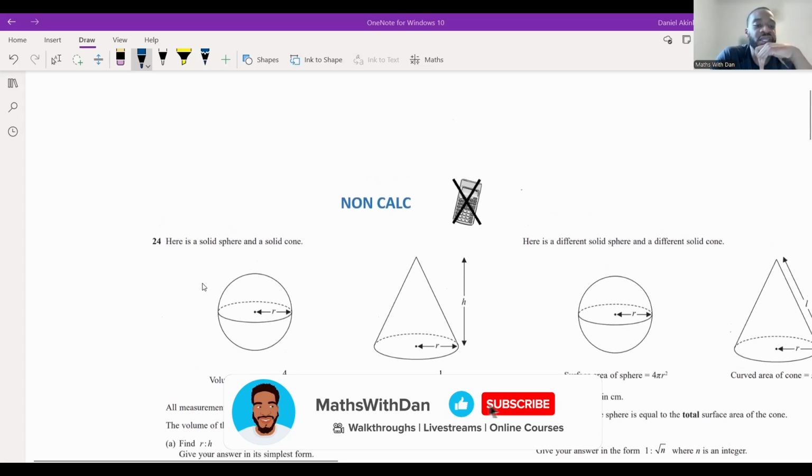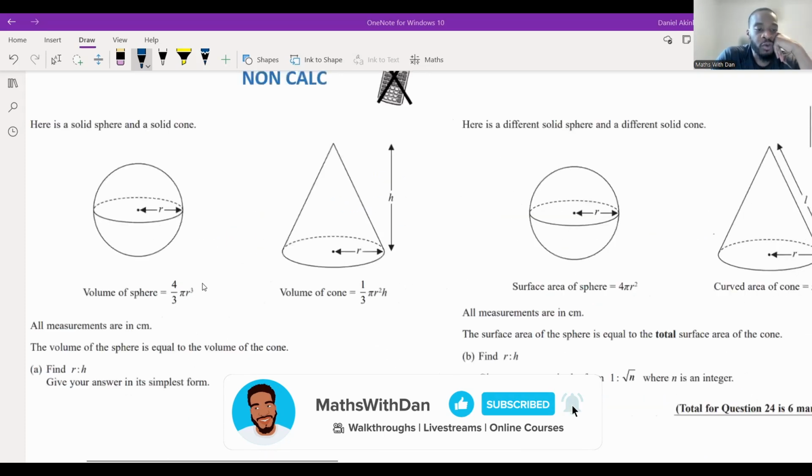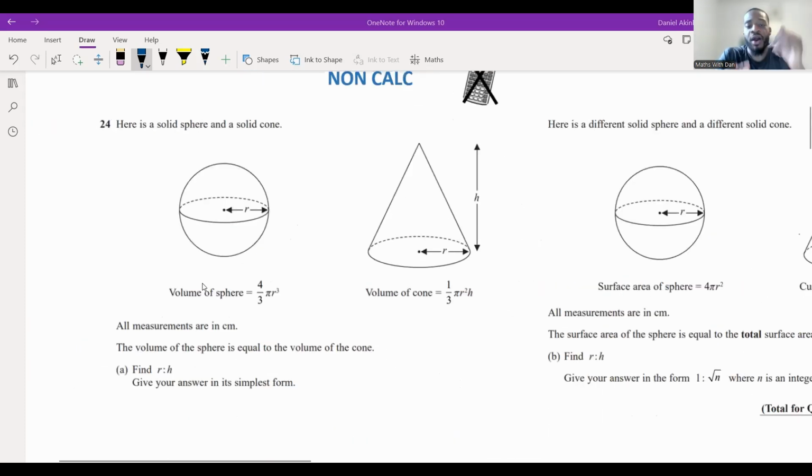So it says here is a solid sphere and a solid cone. We've got the volume of a sphere, which is 4 over 3 pi r cubed, and the volume of a cone, which is a third pi r squared h. All measurements are in centimeters. The volume of the sphere is equal to the volume of the cone. Find r to h, give your answer in its simplest form.